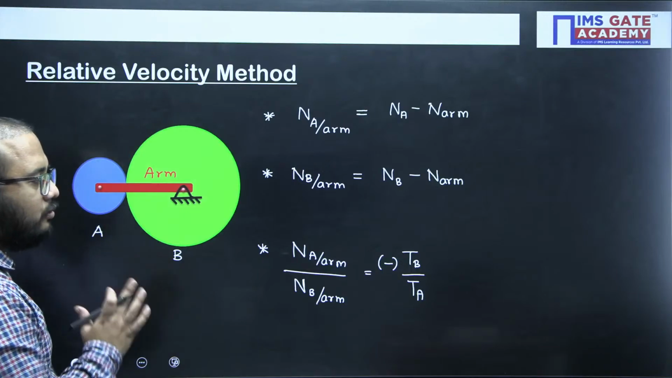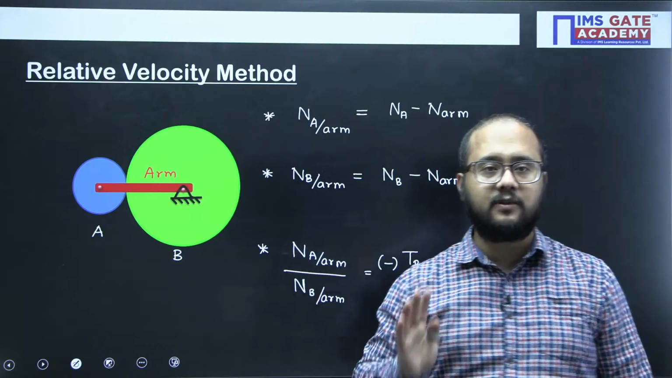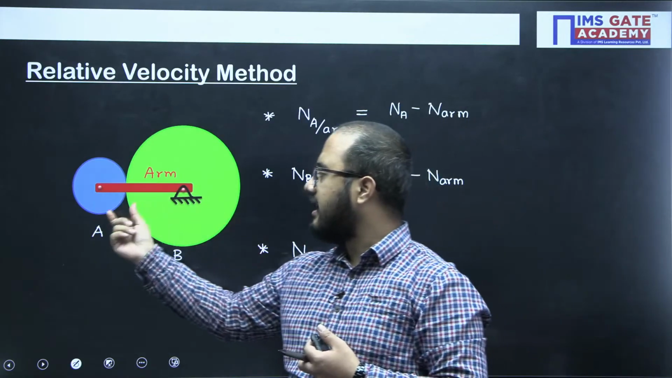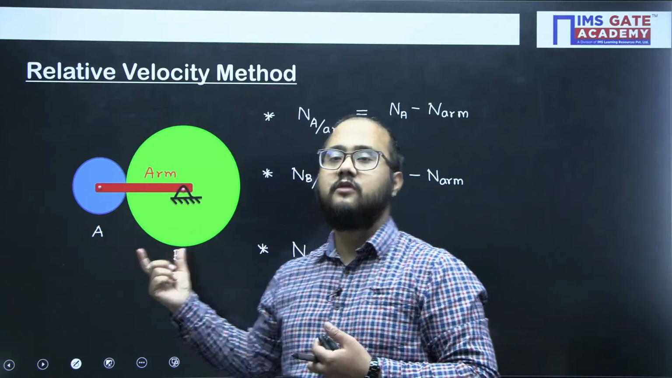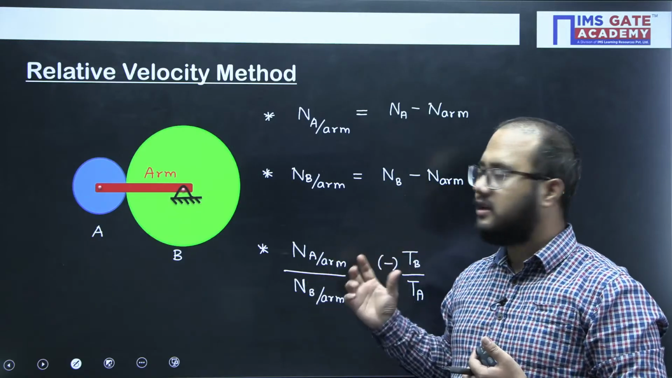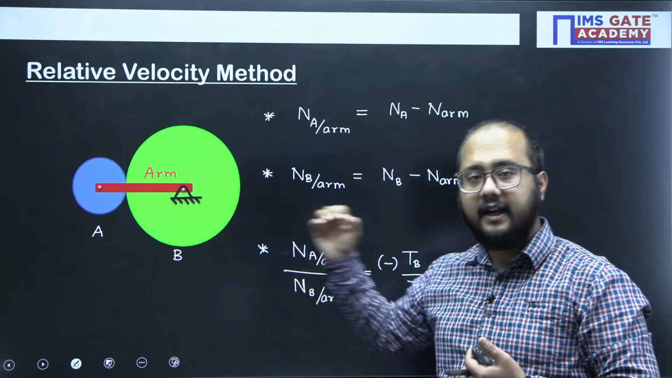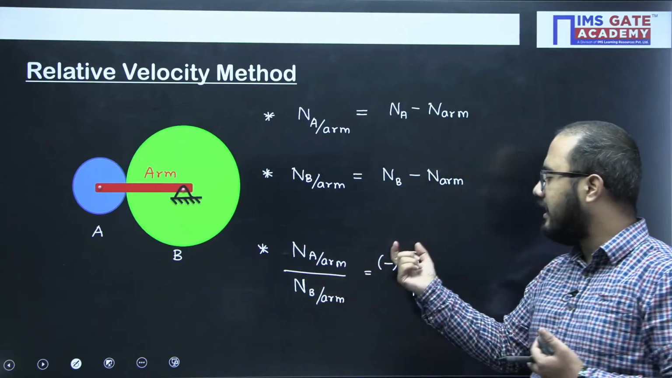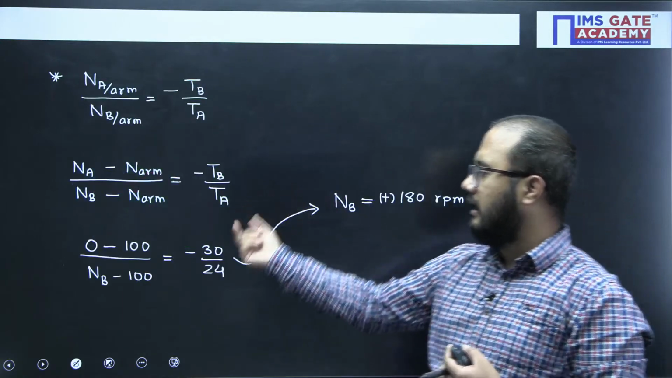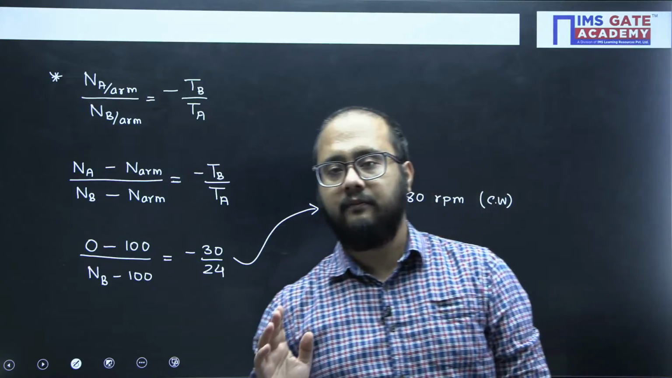So what I need to do in the relative velocity method is consider the arm as a reference point. Second thing, we will see which gears are in meshing. A and B are in meshing. So I will directly write this relation: speed of A with respect to arm divided by speed of B with respect to arm, A and B being in meshing, equals minus TB by TA. And finally I put all the values here and get the answer. Within 1 minute you will be getting the answer from this.